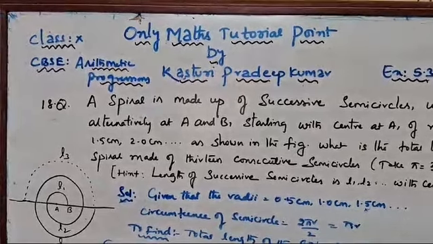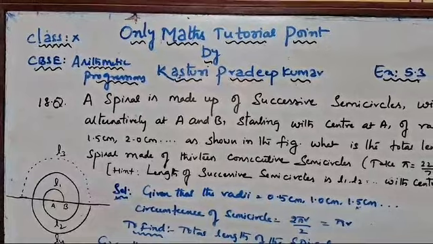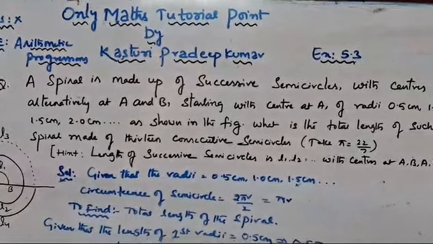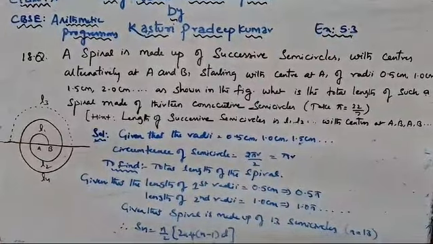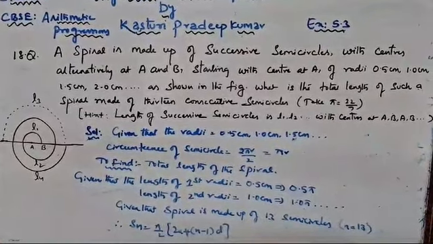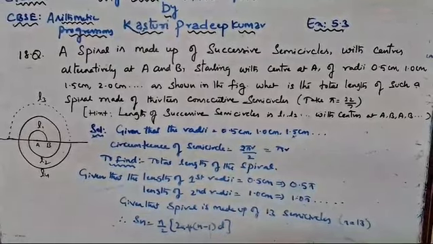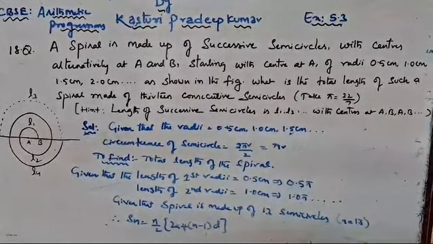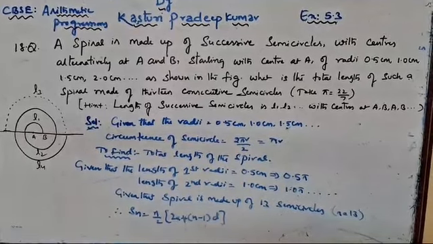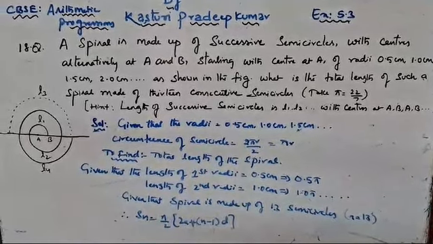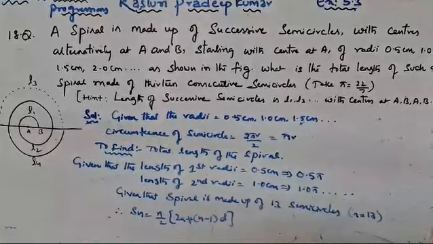Today we are going to discuss class 10th CBSE pattern arithmetic progression exercise 5.3. So that is the 18th question. A spiral is made up of successive semicircles with centers alternately at A and B, starting with center A, of radius 0.5 centimeters, 1 centimeter, 1.5, 2 centimeters, and so on, as shown in the figure. What is the total length of such a spiral made of 13 consecutive semicircles?